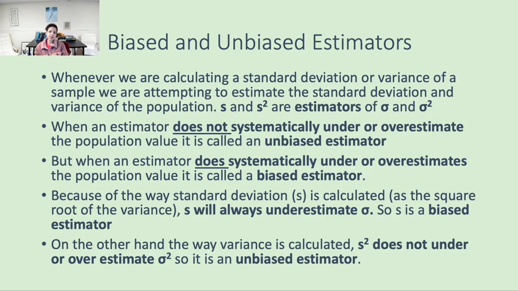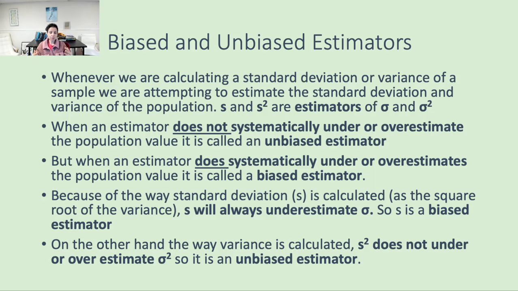Okay. Now, when we talk about variance and standard deviation, these are statistics that are used to estimate the actual amount of variation in a sample or in a population. Whenever we're calculating a standard deviation or a variance of a sample, we're attempting to estimate the standard deviation and variance of the population. So S and S squared are estimators of sigma and sigma squared.